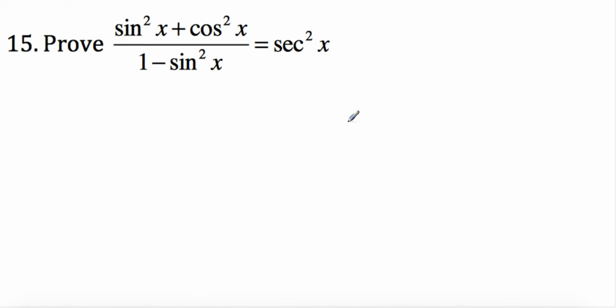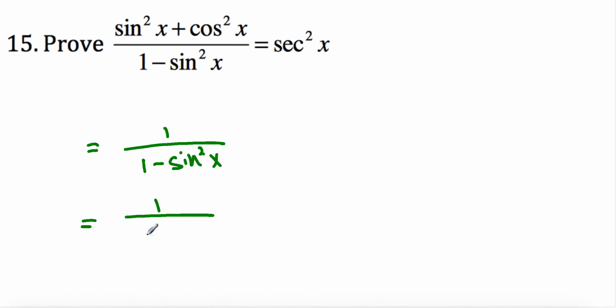All right, let's look at number 15. How about this one? How are we going to prove this? So sine squared plus cosine squared is equal to 1 over 1 minus sine square x. But what is 1 minus sine square of x? That's right, that's equal to cosine square of x. It's coming from the sine square plus cosine square equals 1. But what is 1 over cosine? That's equal to secant, but since we have square, we can write down secant square of x, which would be our final answer.